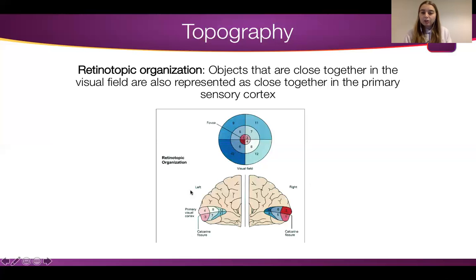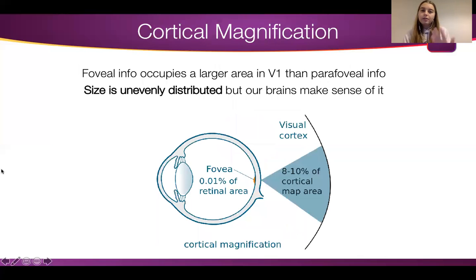And this can actually also be seen in this image. As you can see, number 1 is specifically where the fovea is. And although number 1 is much smaller than number 9 in the receptive field, when you look at its size in the brain, it occupies a lot larger space than number 9, showing cortical magnification.